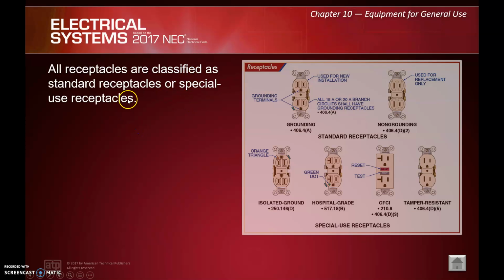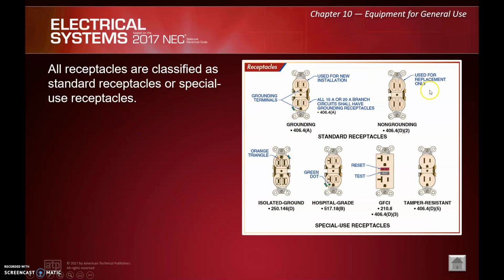All receptacles are classified as standard receptacles or special use receptacles. Here we have some examples of various receptacles. We have a standard one here. This is a non-grounding type receptacle. Notice we don't have the third prong for the ground. The orange triangle, as a reminder, is for your isolated ground. This green dot is hospital grade, essentially heavy duty grade. GFCI right here, could be an AFCI too, I guess. And then tamper resistant doesn't look a lot different in a picture, but I think by now everybody's seen tamper resistant. It's got the shutters where you have to put the hot and neutral in at the same time, right?